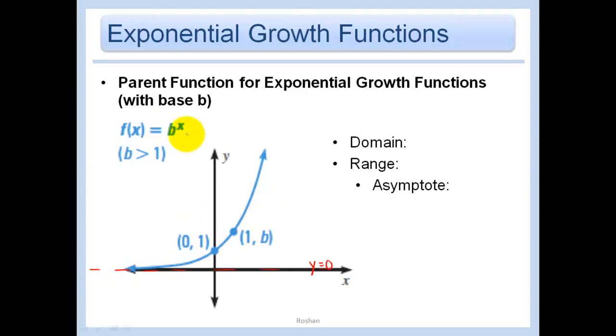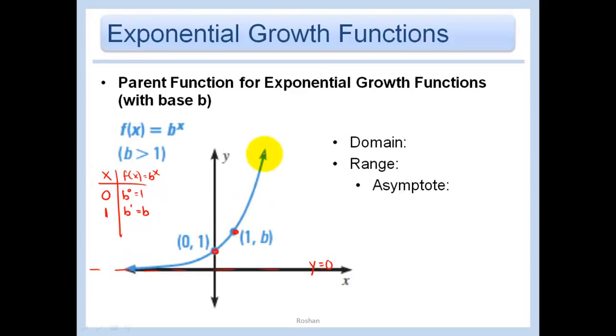We could plot some points. If we put in a 0 for x, b to the 0 power, anything to the 0 power is just 1. And if you put in a 1 for the x, b to the first power is just b. So basically what I did was I made a table of values. f of x equals b to the x power. When I put in a 0, b to the 0 power is 1. And when I put a 1 in, b to the first power is just b. And so those are the 2 points that were plotted.